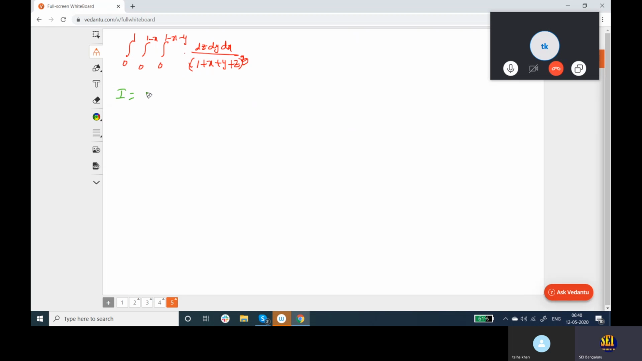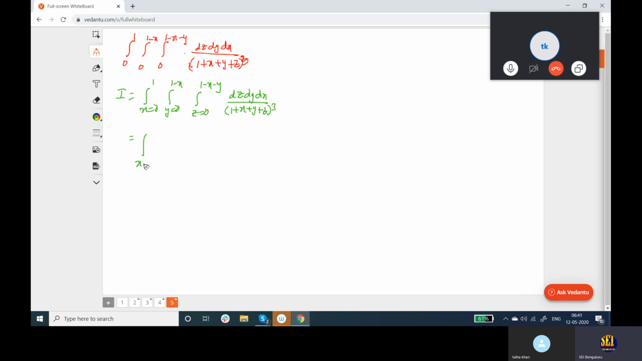In this case, I is equal to integral, the first one is here x, right? So x is equal to 0 to 1. Integral y is equal to 0 to 1 minus x. Integral z is equal to 0 to 1 minus x minus y. dz dy dx by 1 plus x plus y plus z whole cube.